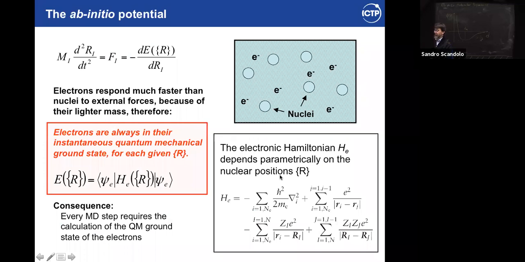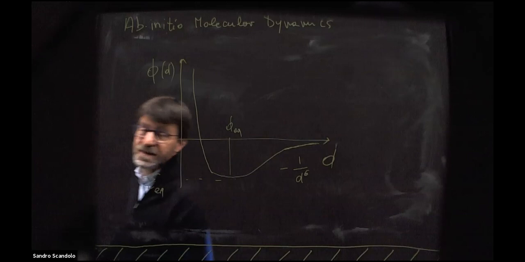But let me now come to the ab initio potential, and let me actually stop sharing this because I need to leave the blackboard now.